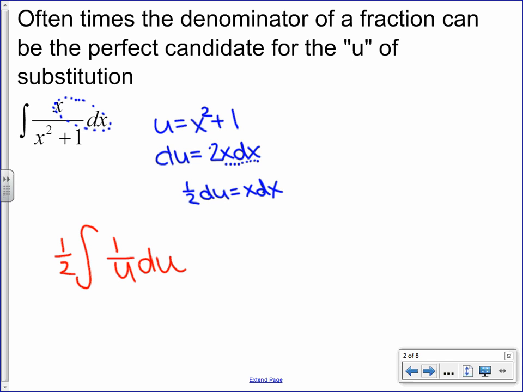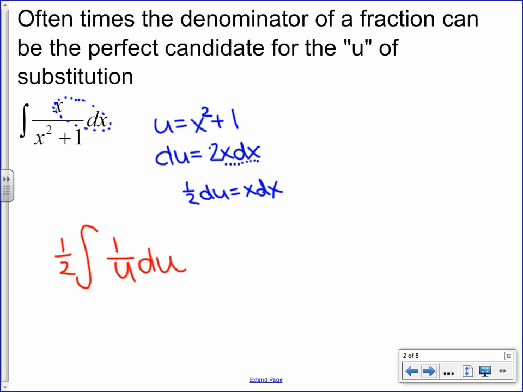Now I know Nathan mentioned changing it to the negative first power. I'm not going to do that. Why? Because that's natural. Wait, how'd you get 1/2? Because I let u be the denominator, and then we replace x dx with 1/2 du. Okay.